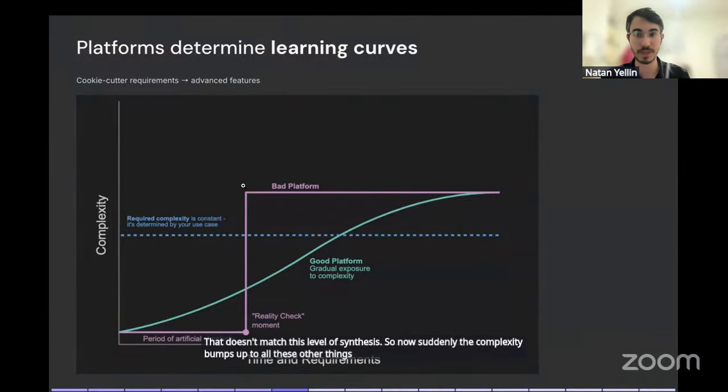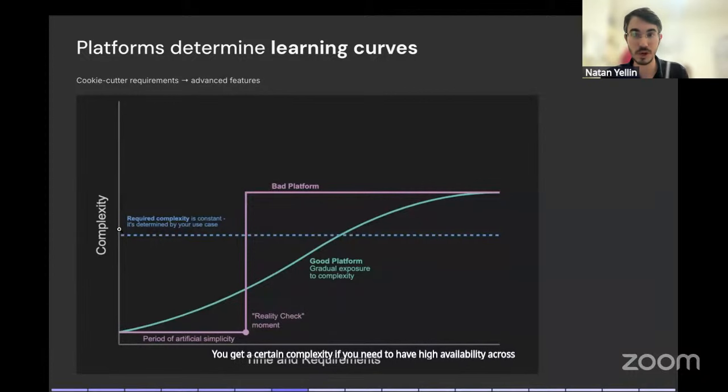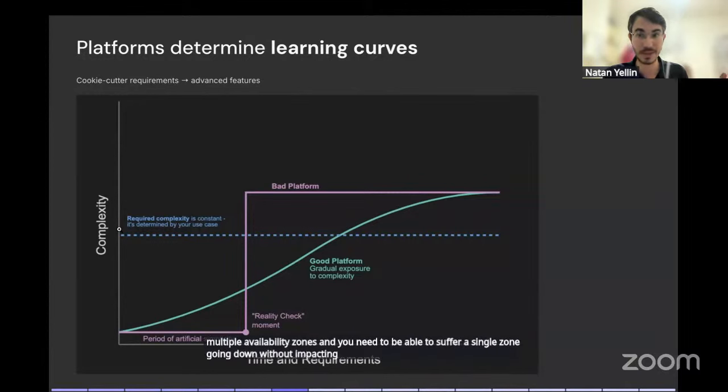Maybe you ditch the platform entirely. Maybe you have to hack in weird ways. And the required complexity, again, is required by your use case, right? If you need canary deployments, you get a certain complexity. If you need high availability across multiple availability zones, and you need to be able to suffer a single zone going down without impacting your users and still be highly available, then that's your use case. The complexity for your use case is constant.